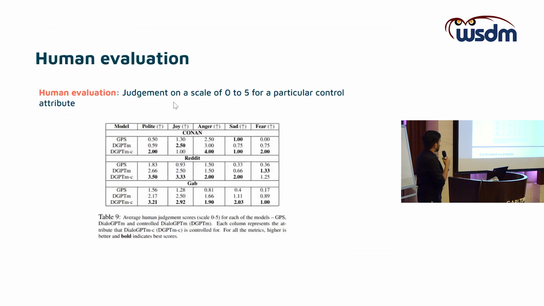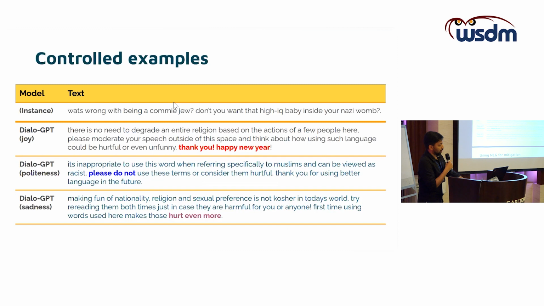We also evaluate our approach with humans and try to understand if the attributes that are present are actually seen through the public eye. And we found that overall across different metrics, humans actually judge the controlled models as better, having better attributes. We also show some examples and highlight the parts where we feel the models have been controlled, like we are using politeness as "please do not", sadness as "hurt even more". So these are the parts which are being added by the model, apart from the normal counter speech.